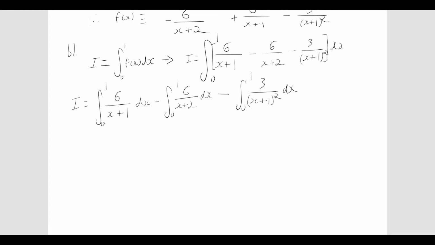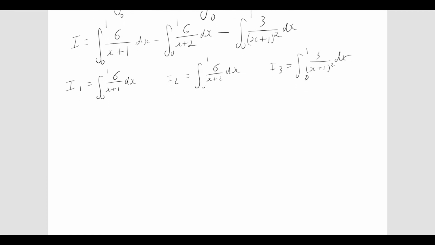So I'm going to let I1 be the integral from 0 to 1 of 6 over x plus 1, I2 be the integral from 0 to 1 of 6 over x plus 2, and I3 the integral from 0 to 1 of 3 over (x plus 1) squared. There we go. Then I is simply equal to I1 take away I2 take away I3. This makes it a bit easier to see. So we'll start by working out I1.